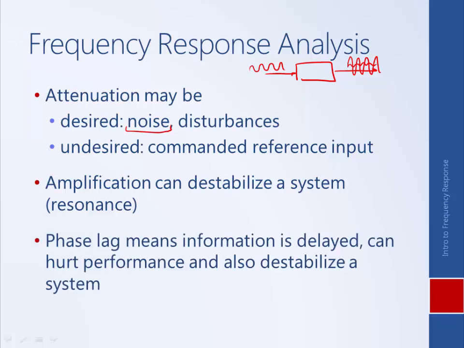Information about phase lag is also important, because in essence a large amount of phase lag means that information into the system is being delayed. So you're trying to perform your control on the basis of old information, and it turns out that this can hurt performance and can also cause the system to go unstable. These ideas may have a little bit of intuition, but we'll try and show it more rigorously why this is true later on.